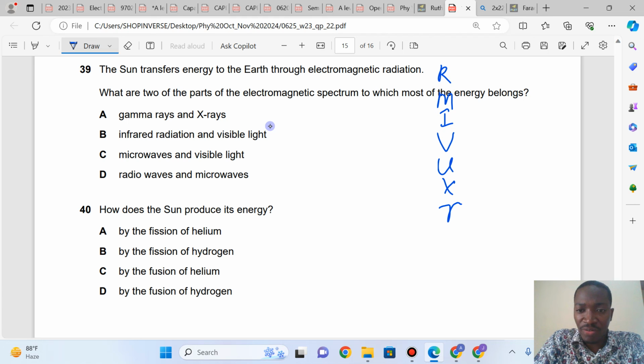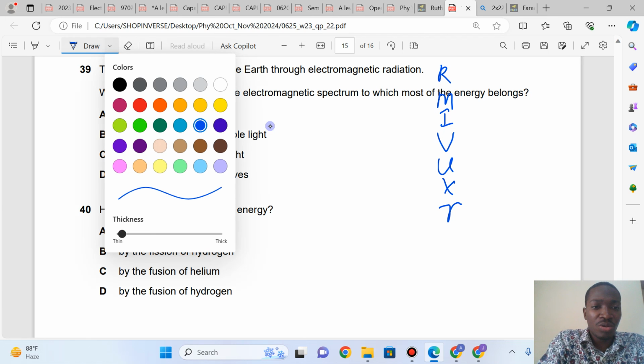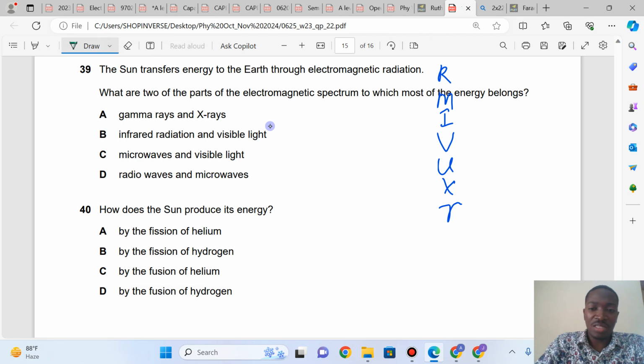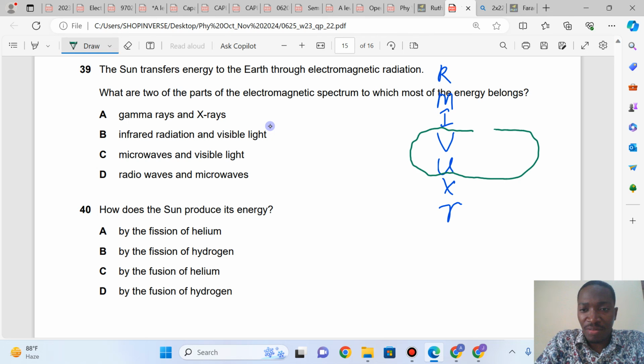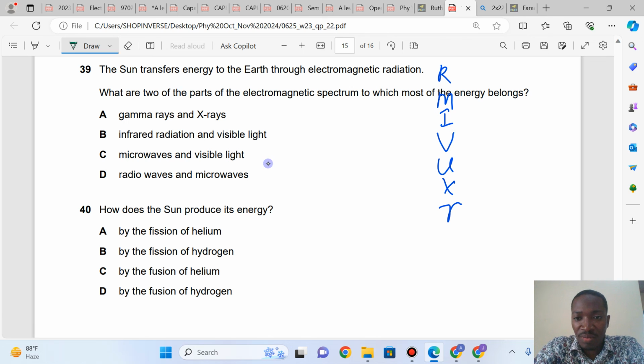1, 2, 3, 4, 5, 6, 7. And the only two that belong to the region that supplies energy to the earth are visible light and ultraviolet. Let's see. Gamma and X-rays, no. Infrared radiation, visible light, microwave, of course not. Radio waves, microwave, sorry, it's infrared and visible light. Infrared and visible light, yes.